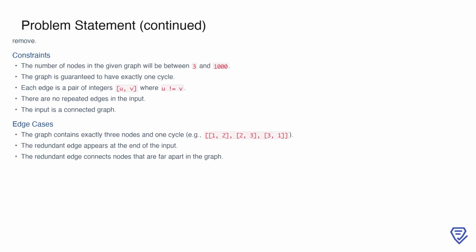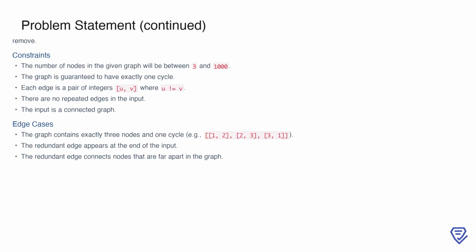Now, let's consider the constraints and edge cases. The graph will always have between 3 and 1000 nodes, and it is guaranteed to contain exactly one cycle. Each edge in the input connects two distinct nodes, meaning u is not equal to v, and there are no duplicate edges. Importantly, the graph is connected, ensuring that all nodes belong to a single component.